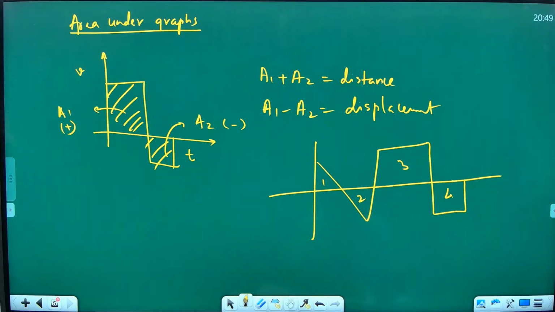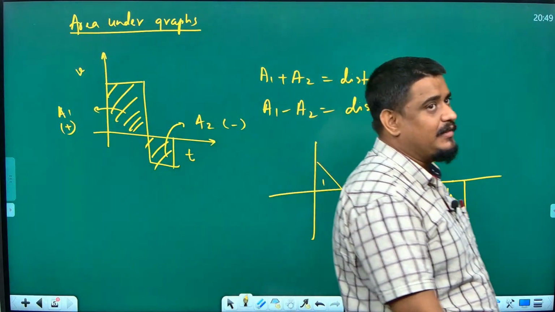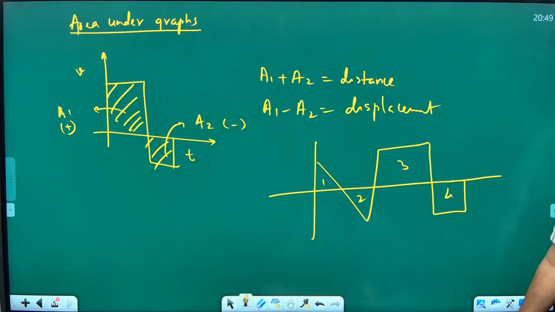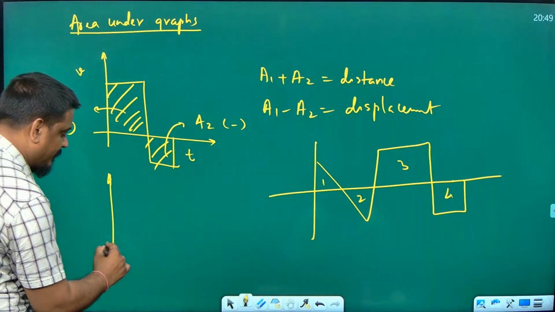Can you repeat? If you cannot understand, I'll repeat, man. If you have a graph given and they have asked you to find the distance from a VT graph, then what do you do? You add the areas. For example, I am drawing a graph for you to make you understand.